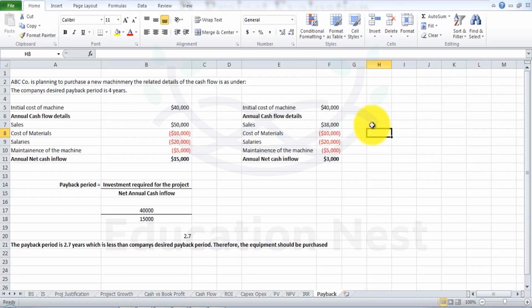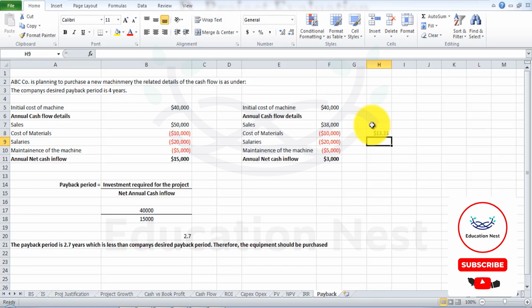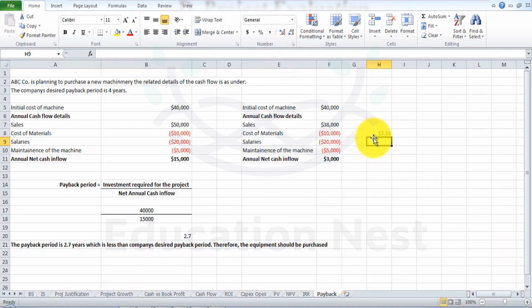So now if you look at this payback period, it's going to be 40,000 divided by $3,000. It's going to be 13.33 months only, guys. That's way beyond the company's desired payback of 4 years. In this case, definitely the project will be rejected.